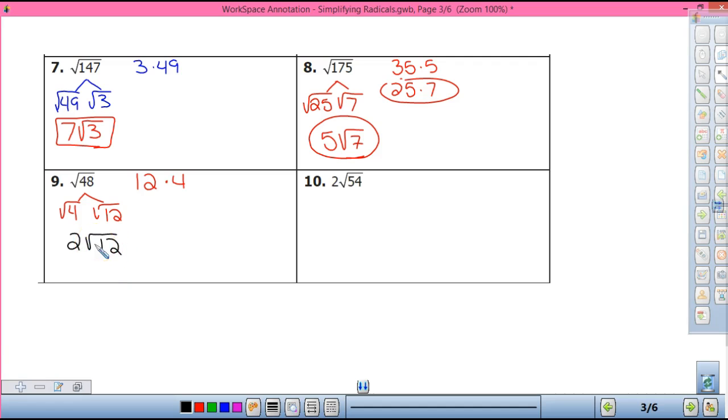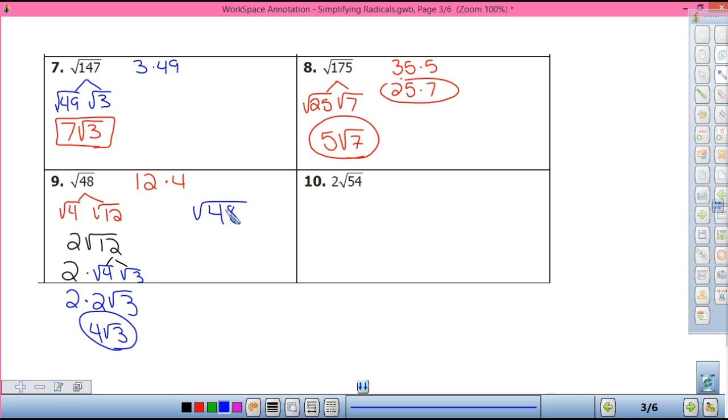Can I reduce root 12 at all? I can reduce my root 12, so I have 2 times. What can root 12 go into? Okay, 2 and 6, what are those perfect squares? No, so what else? Yeah, 4 and 3, right? So 2 times, what's the square root of 4? 2 root 3. 2 times 2 is? So 4 root 3. Alright, so that's one way.